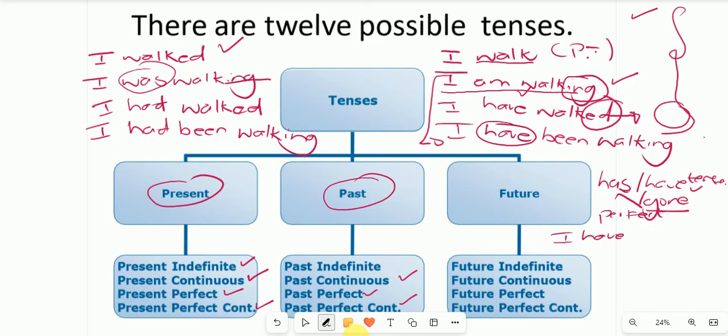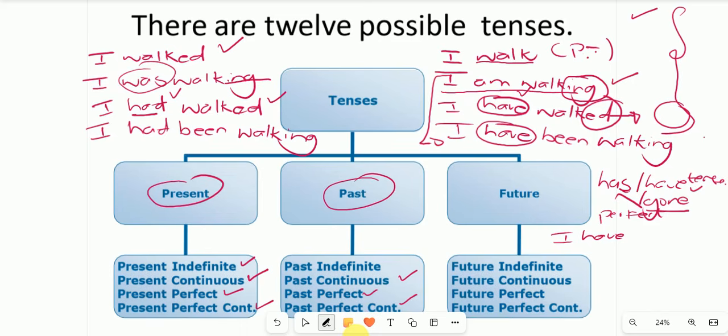Remember, normally here we have the use of the auxiliary have. Now have in the past tense changes to become had, so it's going to be "I had walked." This is a past perfect tense because of the auxiliary had. "I had walked." And then with a past perfect continuous, now we say I.